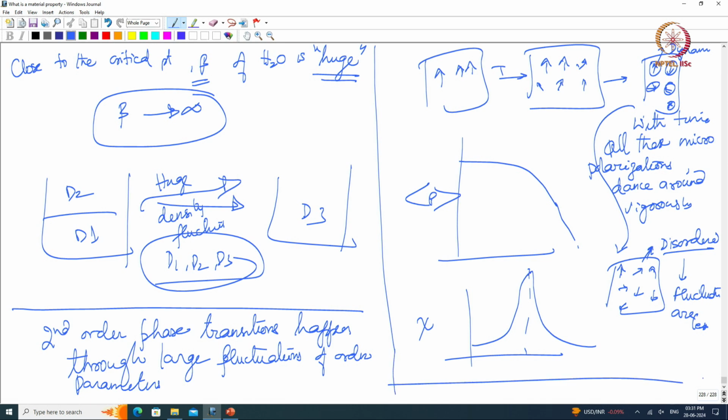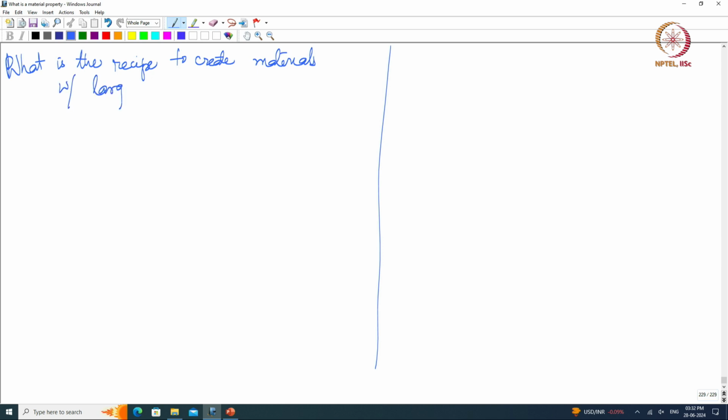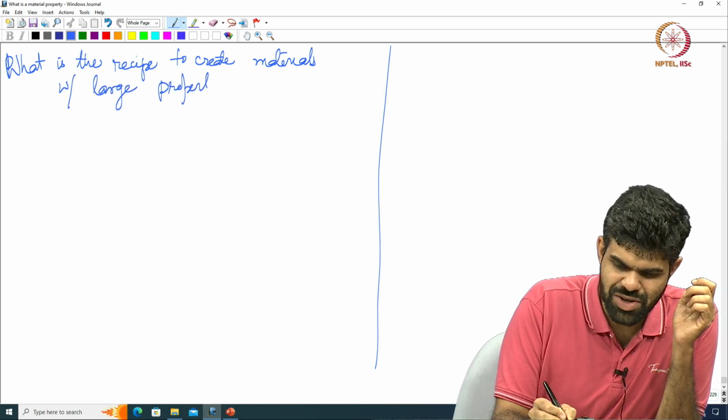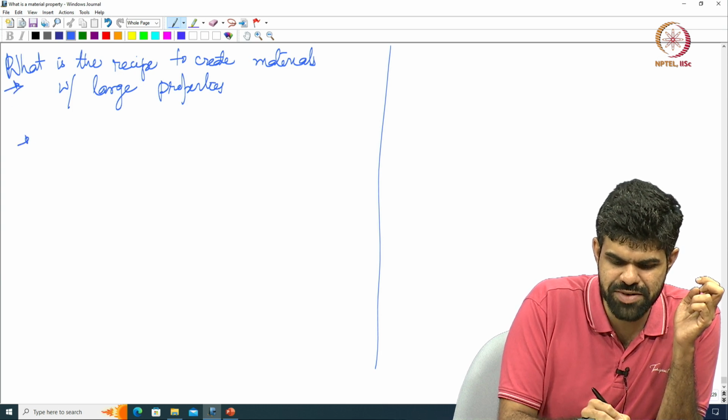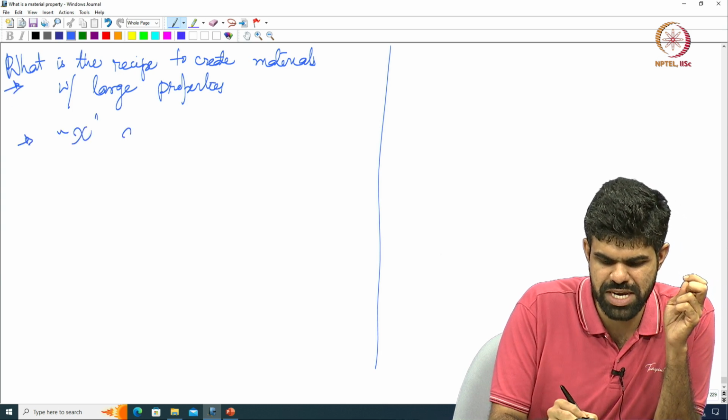Okay. So, now we have a recipe to create materials with large susceptibilities, right. Similarly, any sort of property which is large, right. So, it can be electrical, it can be electromechanical, right. So, what is the recipe to create materials with large properties, right. Again we will consider our favorite property, which is susceptibility, as an example.